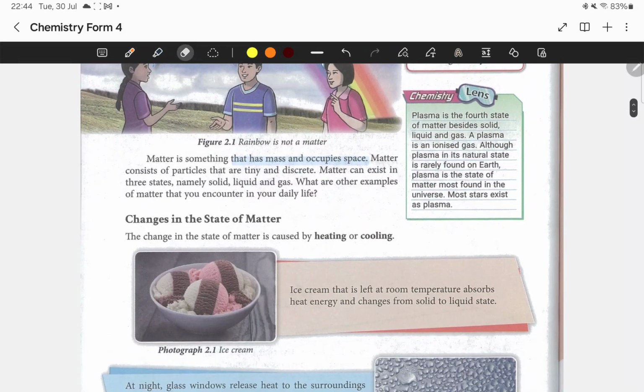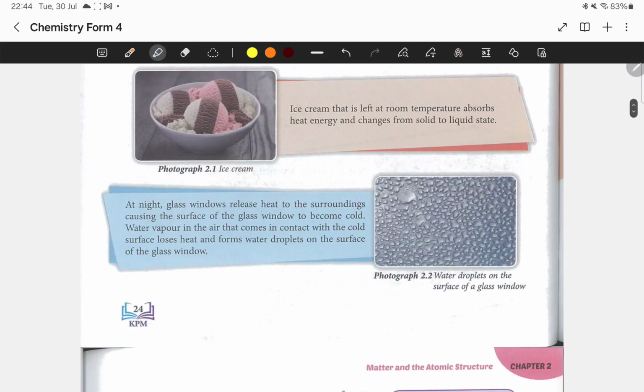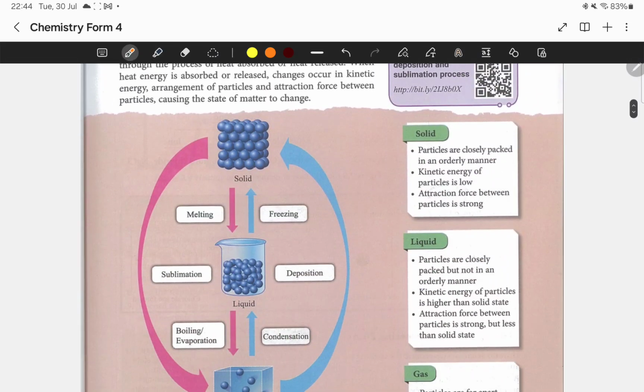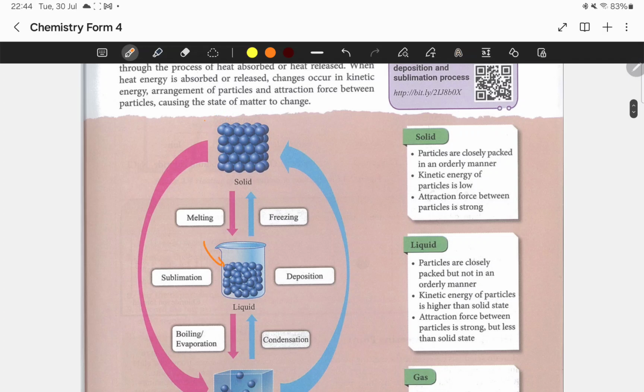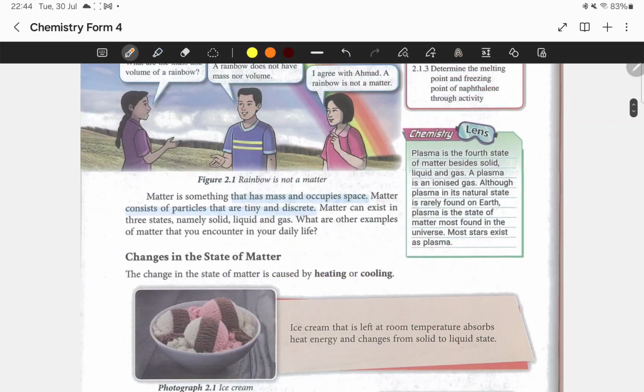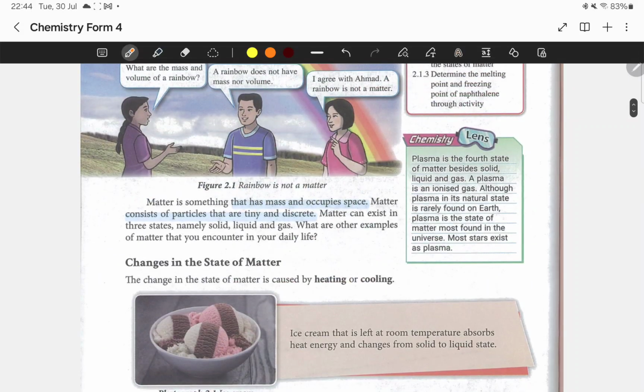So basically I told you that matter is something that can occupy space and has mass. Apart from that, it consists of particles that are tiny and discrete. What do tiny and discrete mean? This is tiny and it's discrete. So that's what we call tiny and discrete particles.